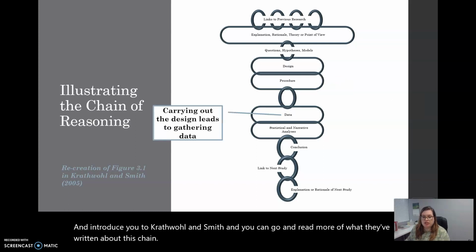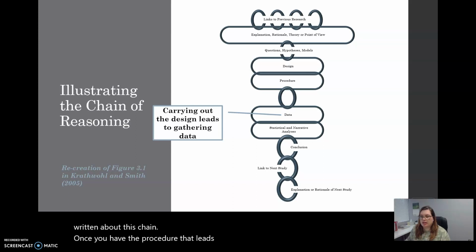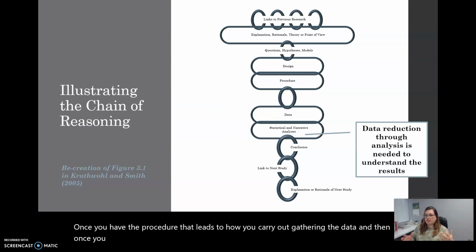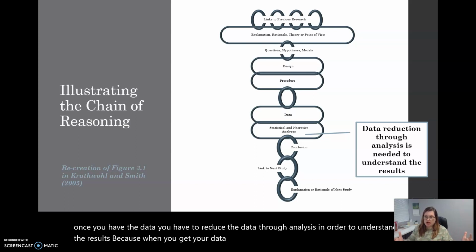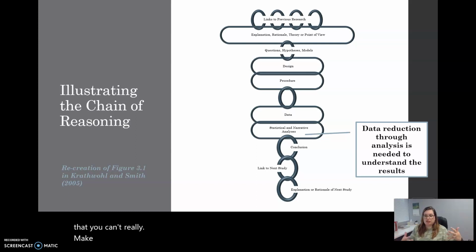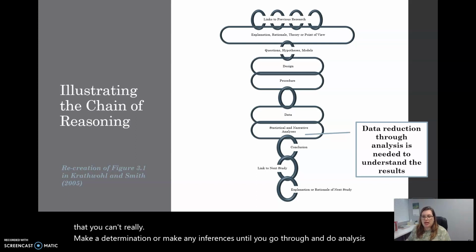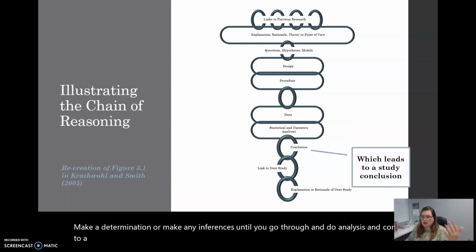Once you have the procedure, that leads to how you carry out gathering the data. And then once you have the data, you have to reduce the data through analysis in order to understand the results. Because when you get your data, especially quantitative, there's so much there that you can't really make a determination or make any inferences until you go through and do analysis and come to a conclusion. Okay, and all of that leads to the study conclusion. Okay, so you can see how each of the links connect to one another.